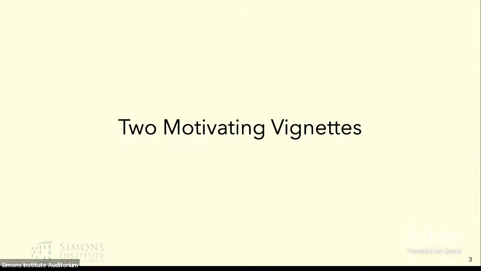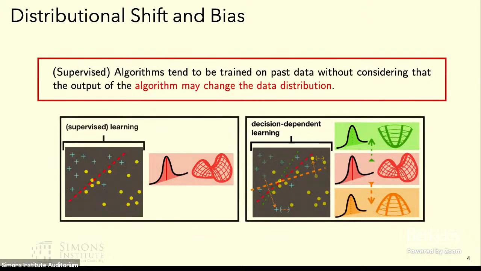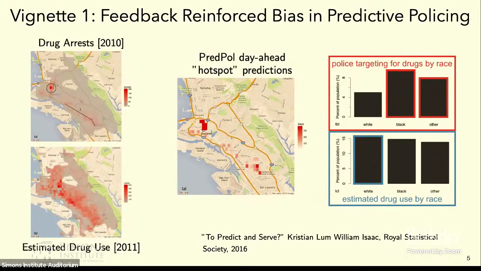So let me give some examples of how things can fail if you stick with this open loop point of view. We'll start with an example of failures that result from traditionally designing these algorithms without thinking about the fact that the algorithm might change the underlying data distribution. This is an example of feedback reinforced bias. So not just bias in the data, but also institutional bias related to predictive policing. There are many companies that provide these predictive policing algorithms. One is this company Predpol.